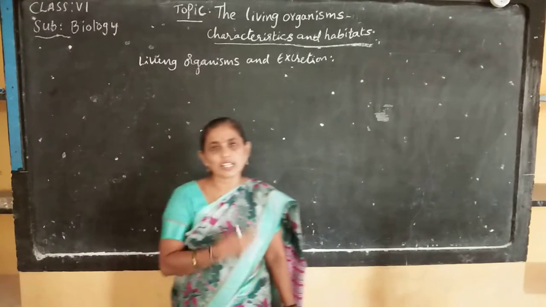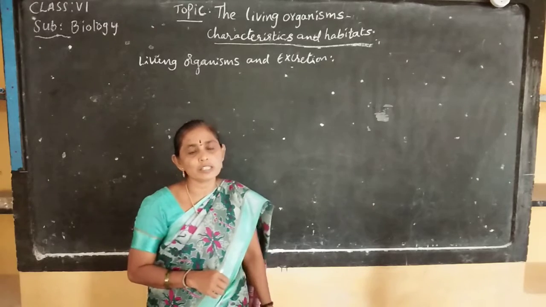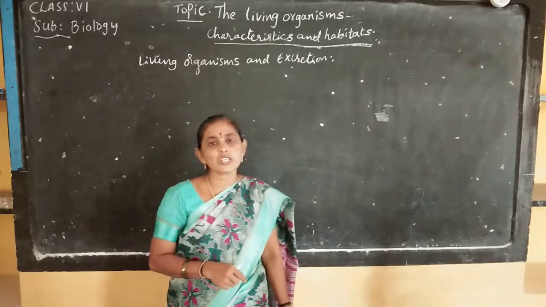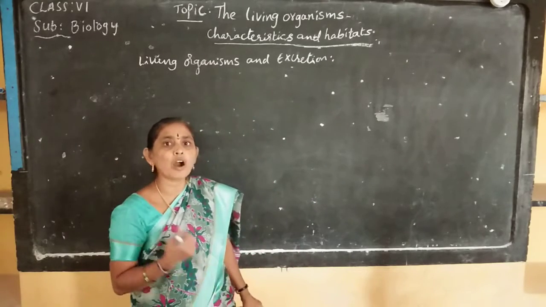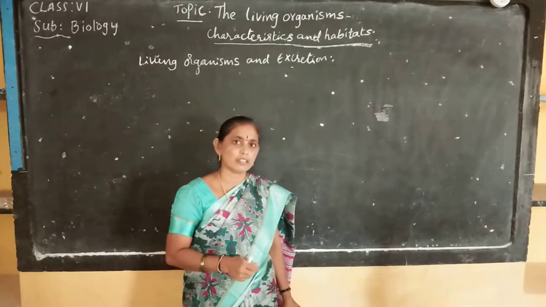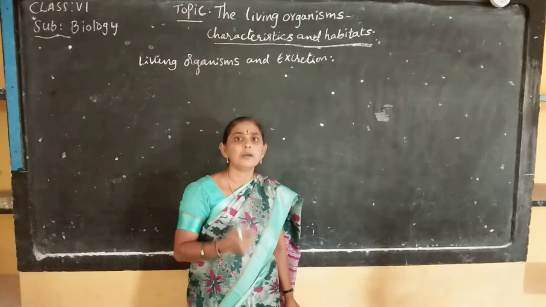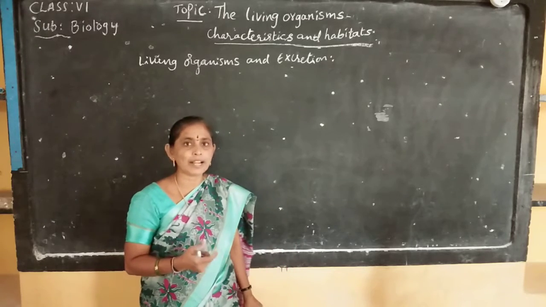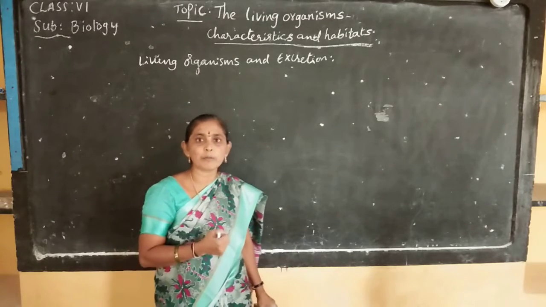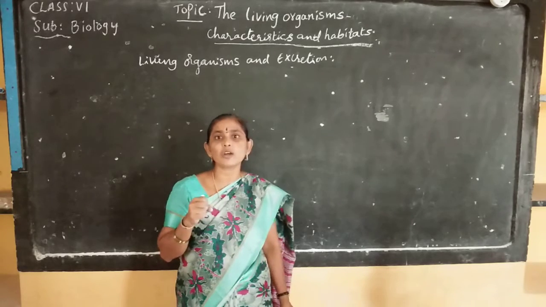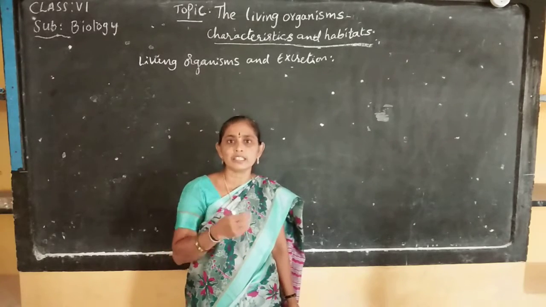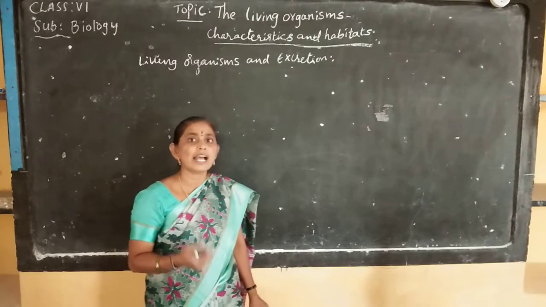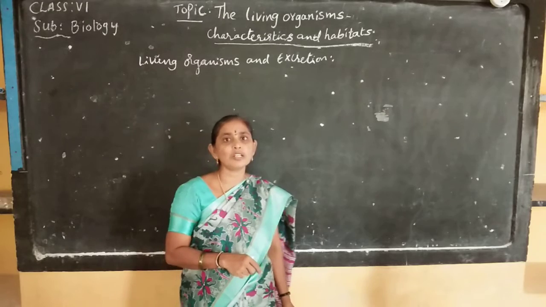In the last class we started living organisms, characteristics and habitats. In the last session we discussed: do all organisms need food? Yes, all living things need food. Plants prepare food by the process of photosynthesis. Plants take carbon dioxide from atmospheric air and water from the soil. In the presence of sunlight, they prepare food, which is known as photosynthesis. Animals depend on plants for food.